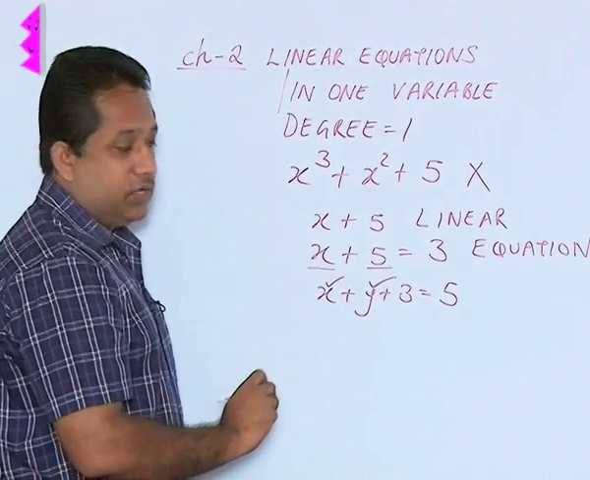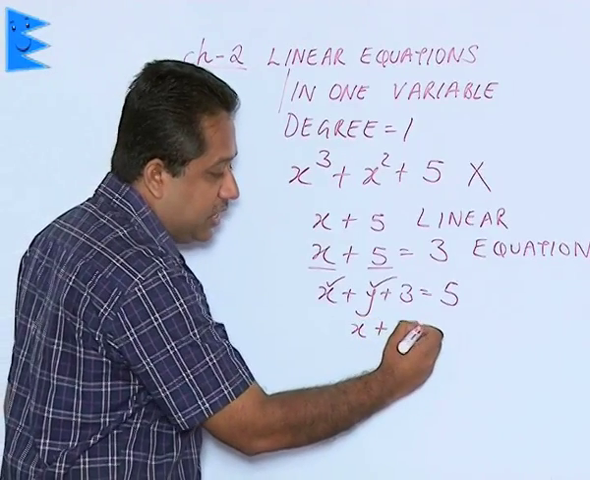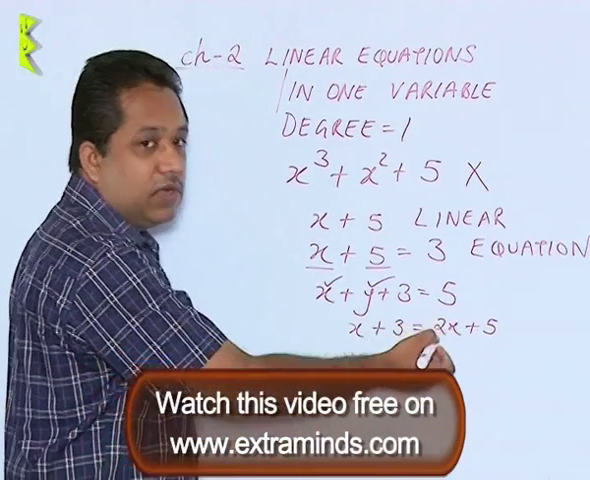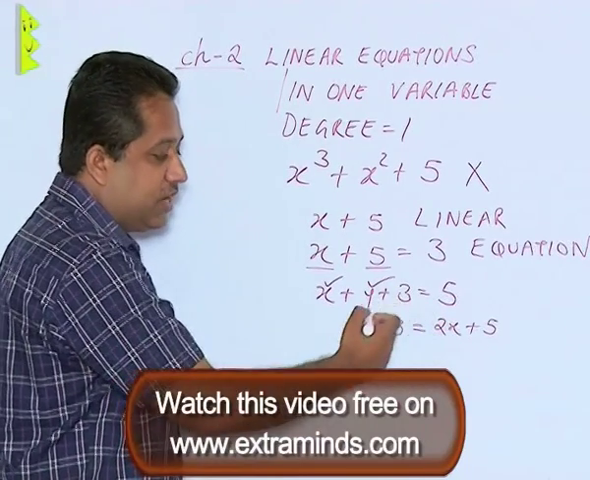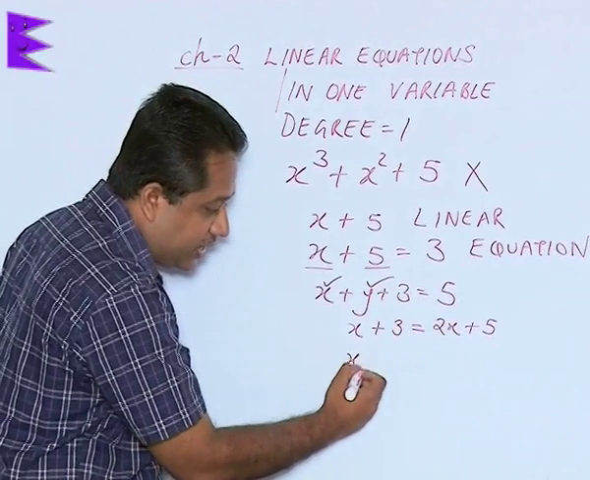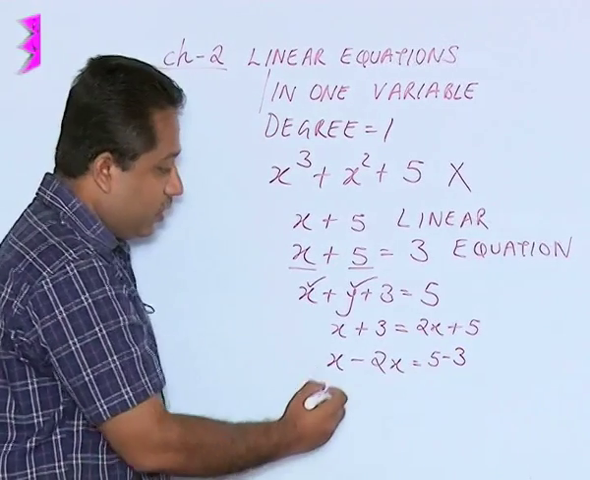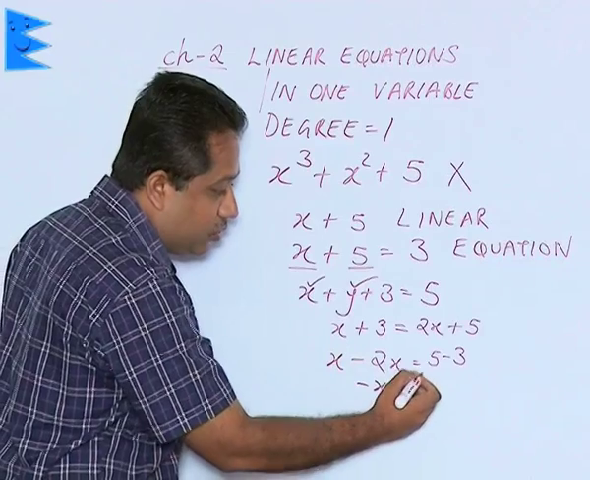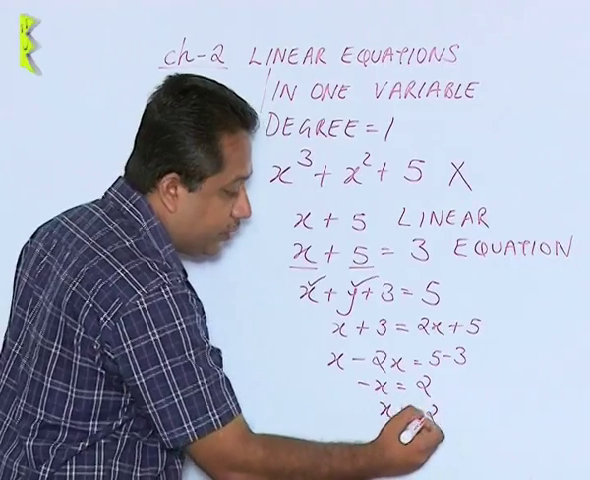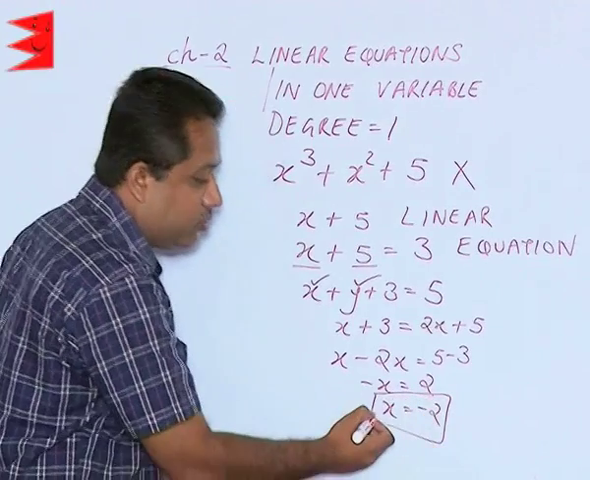How do we solve a linear equation? The easiest way to solve a linear equation is, if you are given x plus 3 is equal to 2x plus 5. So, this is a linear equation because the power of x is 1. We have to shift the x terms on one side and the constants on the other side. So, if this 2x comes this side, we will get x minus 2x is equal to 5 minus 3, and therefore, this becomes minus x is equal to 5 minus 3, that is 2, and therefore, we get the value of x as minus 2. So, we can say that for this linear equation, the solution is x is equal to minus 2.